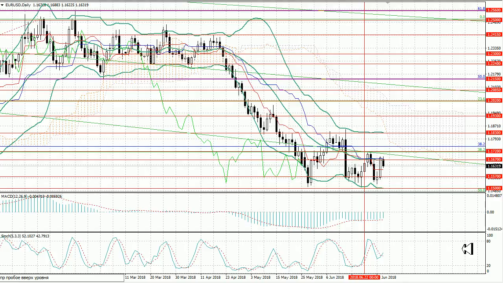Today is Monday, the 2nd of July, and we are glad to present you our weekly analytical review of the foreign exchange market. Last week, the pair EUR/USD showed ambiguous dynamics.